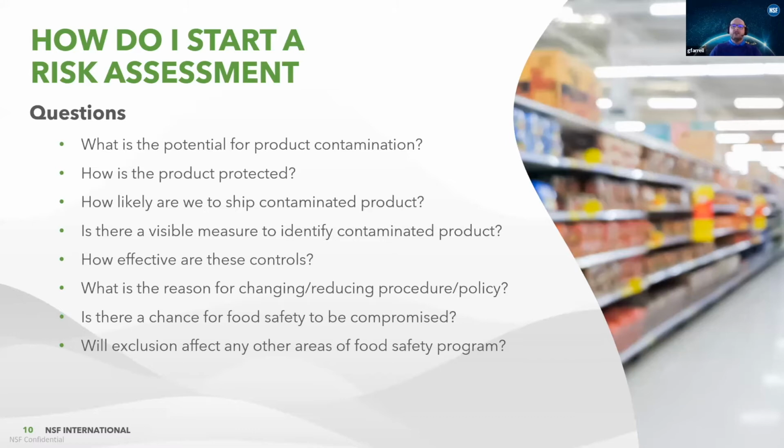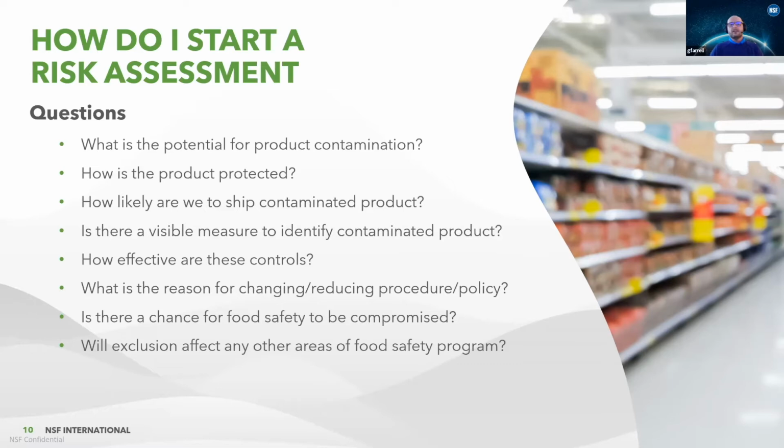The last two, and these are very important. Is there a chance for food safety to be compromised by doing this? Sometimes what we see in risk assessments is there a deviation. We're deviating from a best practice. We're deviating from an SQF code requirement, and we have to ask the question, is food safety compromised? Can it be compromised? The second part of that question is the very last one. These are very, very important.